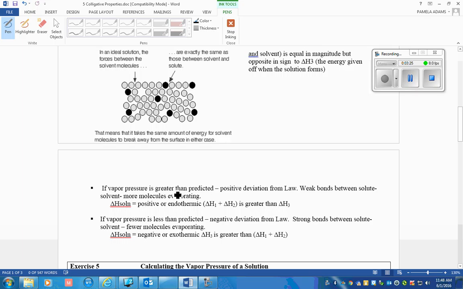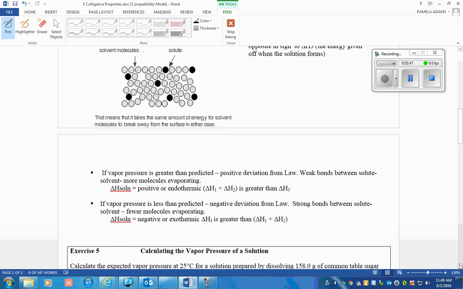If you have a vapor pressure that is greater than predicted, that would mean very weak attractive forces between the solute and the solvent. So nothing will be holding the solvent particles from evaporating except for the blocking action of the solute.